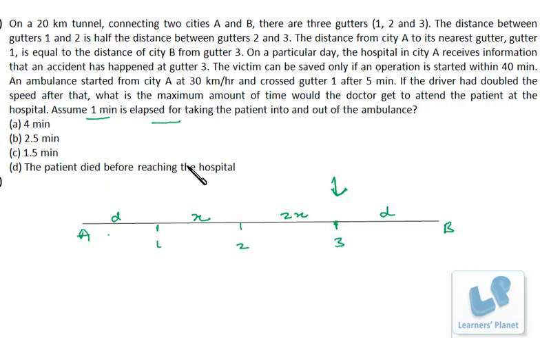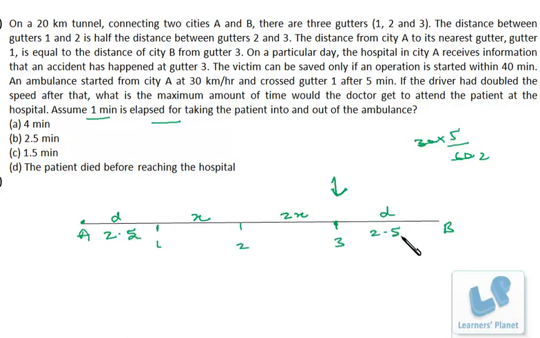Let's do it. First of all, an ambulance started from city A at 30 km per hour, right? So from this place, the ambulance is starting at 30 km per hour, and to reach gutter 1, it's taking 5 minutes, right? So what is the distance that it has covered? That is 30 into 5 by 60. This is in minutes, so I just convert it into hours. So it's 5 by 2 kilometers. That's 2.5 kilometers, right? So this is 2.5 kilometers.